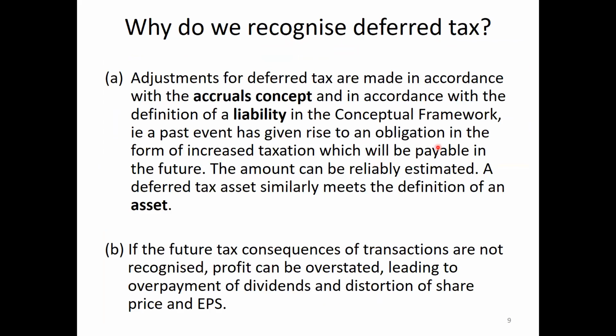I have explained it in the earlier sessions. That is, the past event has given rise to an obligation in the form of increased taxation, which will be payable in the future. The amount can be reliably estimated. So, according to the framework definition, it should be estimated reliably, right? There is no probable amount, no doubtful amount.